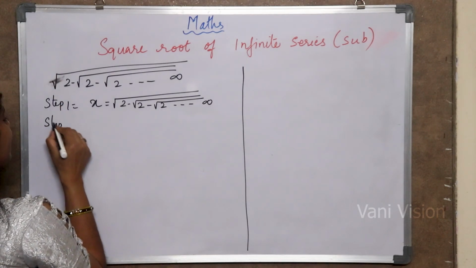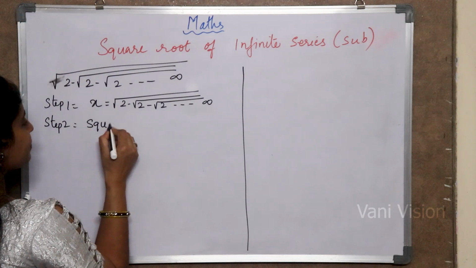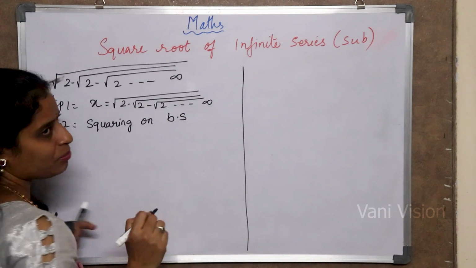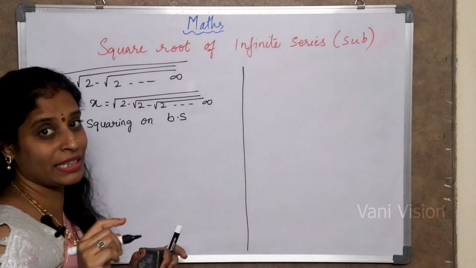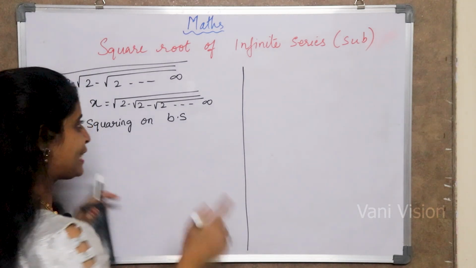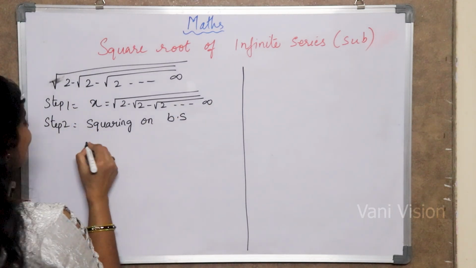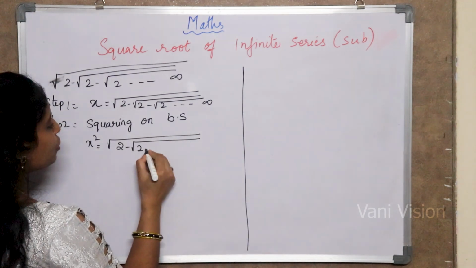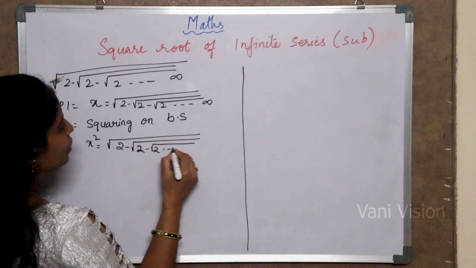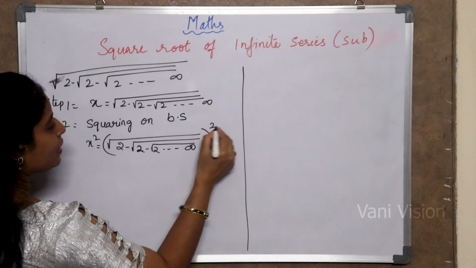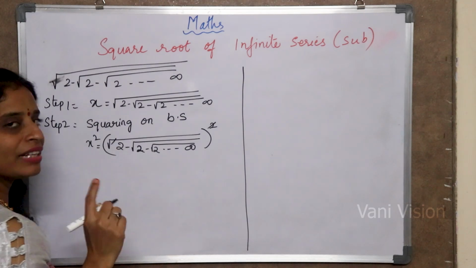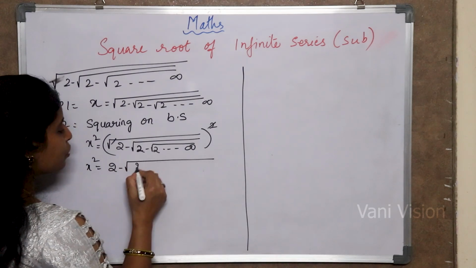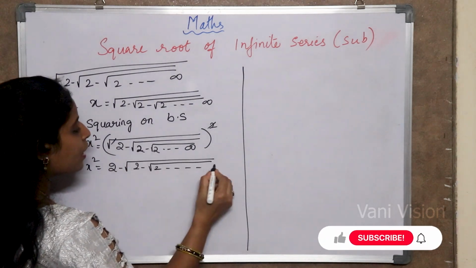Then my step 2 is squaring on both sides. Both sides is written as sides, short form. Then x square is equal to root over 2 minus root 2 minus 2, and so on to infinity, whole square. So the square and the first root will get cancelled. So x square is equal to 2 minus root 2 minus root 2, and so on to infinity.